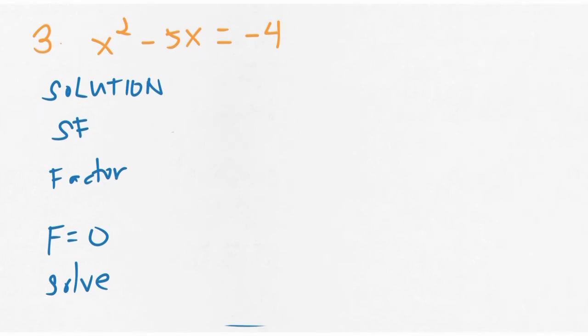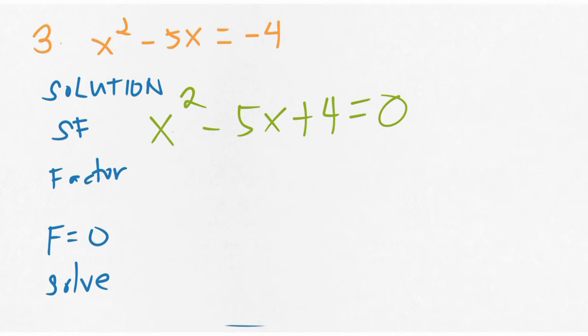Third example. First question, is it in standard form? Yung x squared minus 5x equals negative 4? Of course not. So, we will arrange it here. So, we will have x squared minus 5x plus 4 equals 0. So, now we can factor it. So, again, what are the factors of the constant term, which is 4, that if you will add it, we will have negative 5. So, mag-list muna tayo.